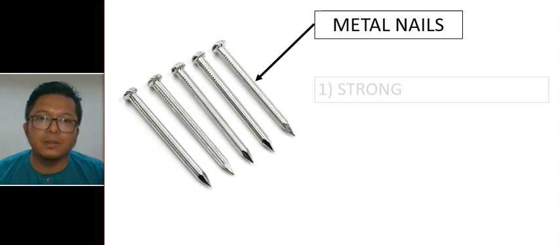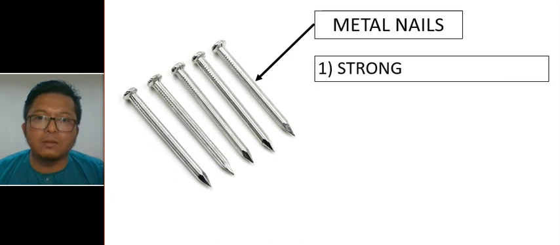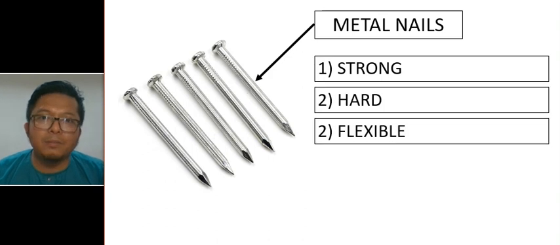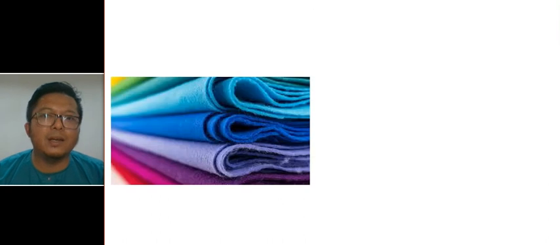How about this? Metal nails. It's strong, hard, flexible. Yes. And next lesson.